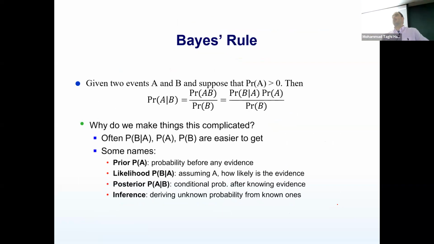The other thing that we want to talk about is Bayes rule, which is very important. Especially it will be useful for applications like A/B testing, where we try to consider two events.